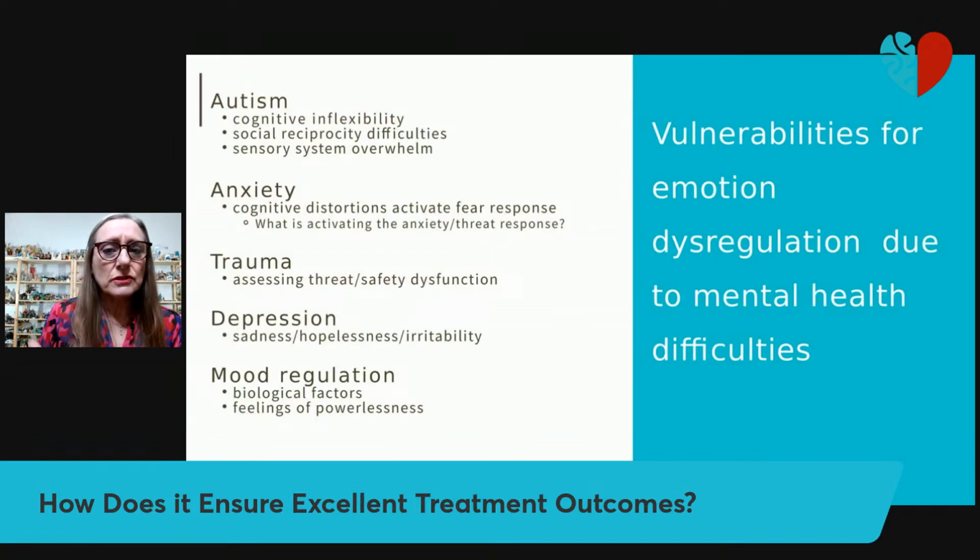So for emotion dysregulation and emotional vulnerability, we have autism. Kids on the autism spectrum struggle with cognitive inflexibility and social reciprocity problems. They can get overwhelmed by their sensory system. We know kids with anxiety disorders can have cognitive distortions that activate their fear. I've had kids say things to me over the years, a lot of these I've heard multiple times from multiple clients. So it's not necessarily any one client that I'm talking about, as much as what I've seen a lot over the last 30 years.